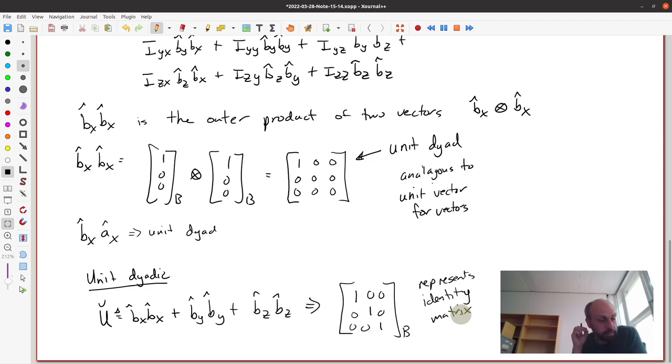And that identity matrix is equivalent in any frame. So unit dyadic, it doesn't matter which frame you write it in, it's always the same thing. So if I had AXX plus AYY plus AZZ, it's equal to this. So the unit dyadic is a useful construct too. So we've got unit dyads and unit dyadics, and then an arbitrary dyadic, which is just the outer product of two vectors.